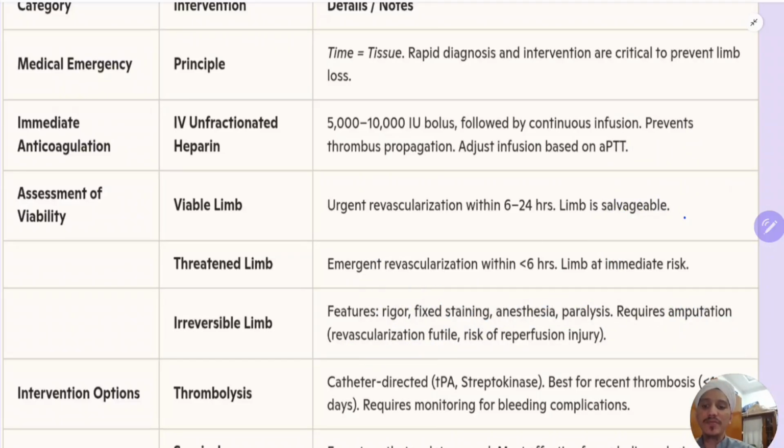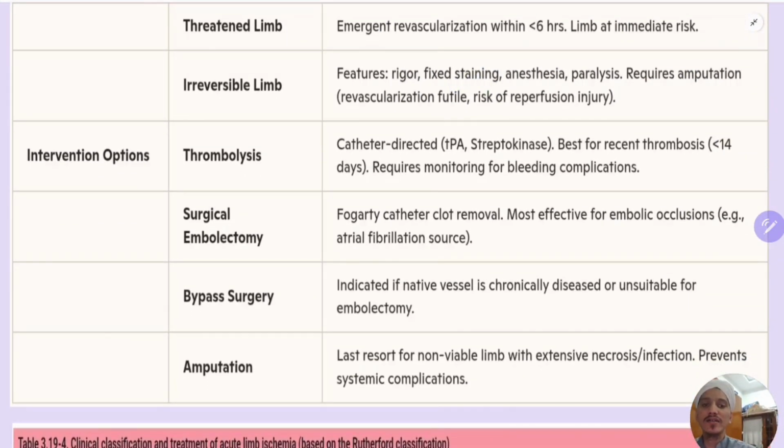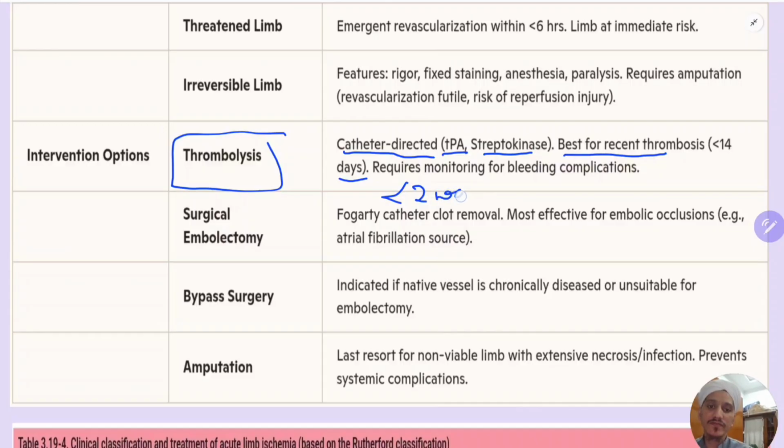So what are the intervention options? The same options which we have discussed in chronic limb ischemia. One separate option is thrombolysis. How do you do catheter-directed thrombolysis? You will use a tissue plasminogen activator like streptokinase, or you can use alteplase, tenecteplase, all those things. This is best for recent thrombosis, less than 14 days, meaning less than 2 weeks. This requires monitoring because it has complications of bleeding.